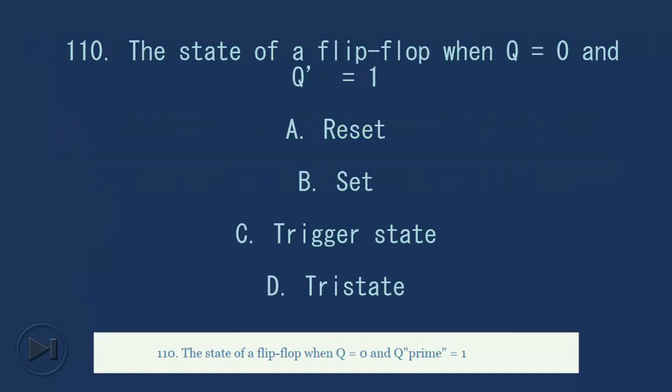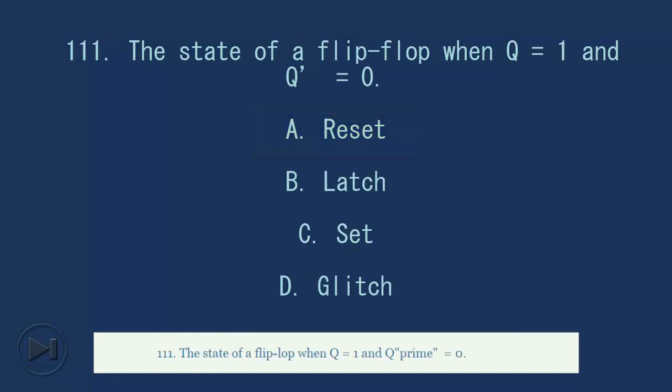110. The state of a flip-flop when Q equals 0 and Q prime equals 1. A. Reset. B. Set. C. Trigger state. D. Tri-state. Answer, A. Reset. 111. The state of a flip-flop when Q equals 1 and Q prime equals 0. A. Reset. B. Latch. C. Set. D. Glitch. Answer, C. Set.